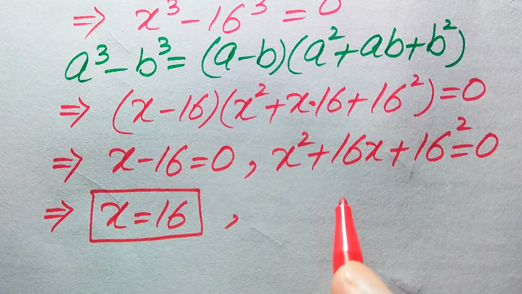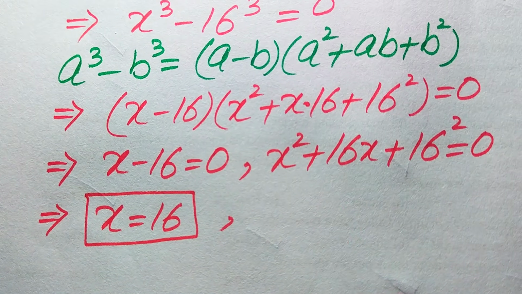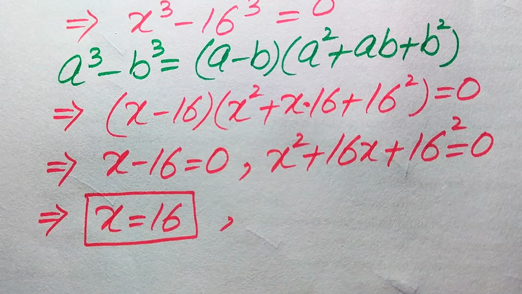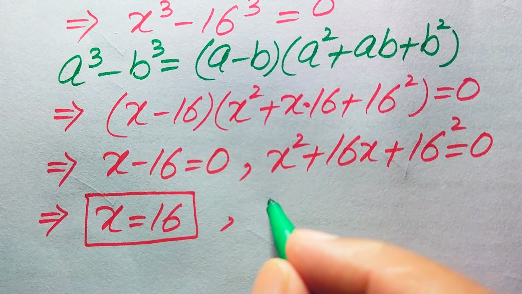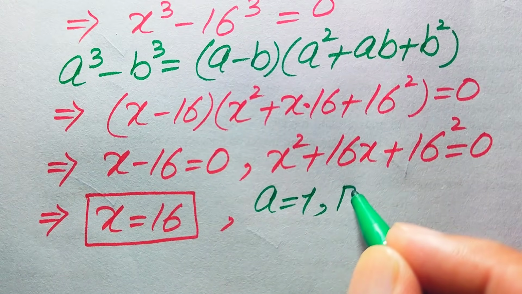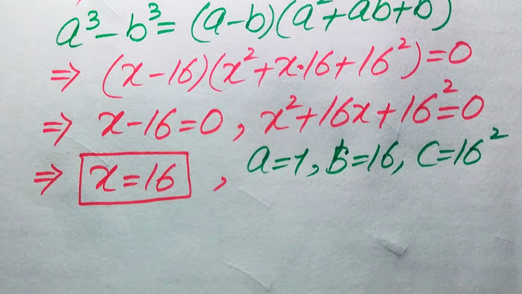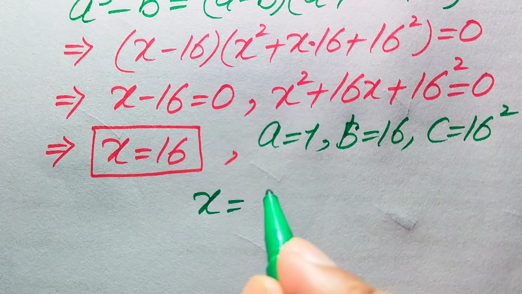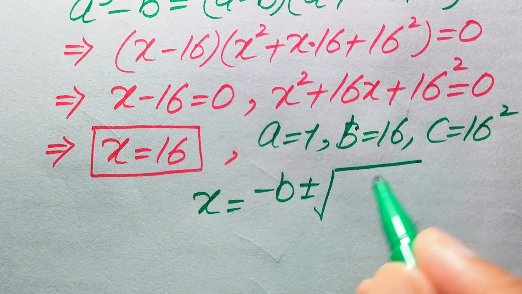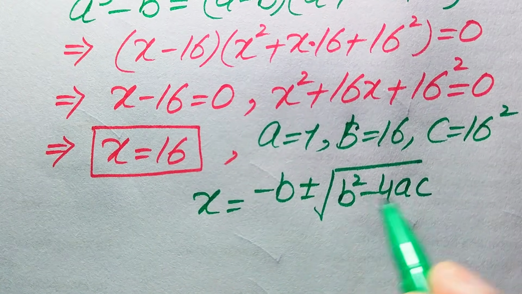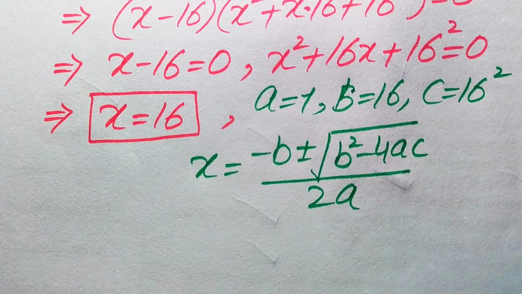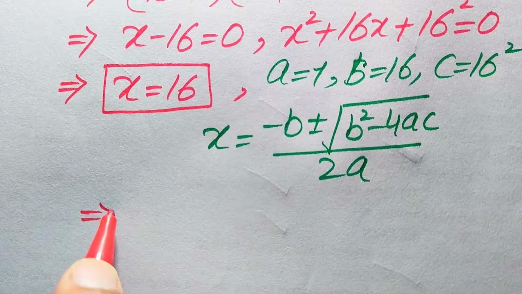And from here you see that this is a quadratic equation, and we solve this quadratic equation by applying the quadratic formula. In order to apply it, we need to write the coefficients of this equation, and they are a equals 1, b equals 16, and c equals 16 square. And we state the quadratic formula as minus b plus minus square root of b square minus 4ac divided by 2a.